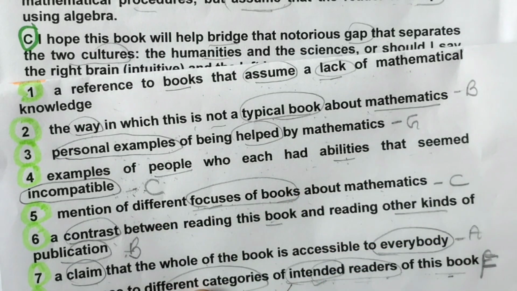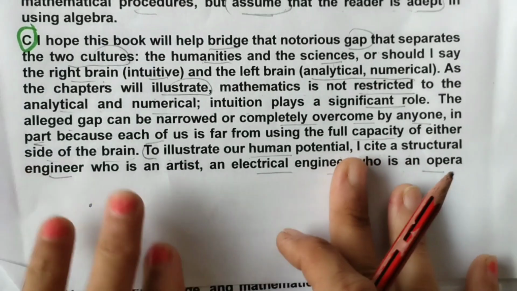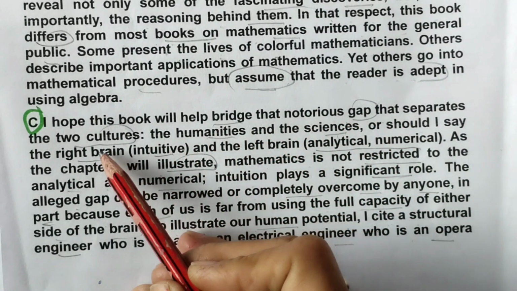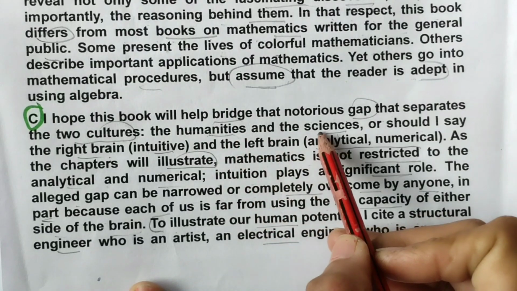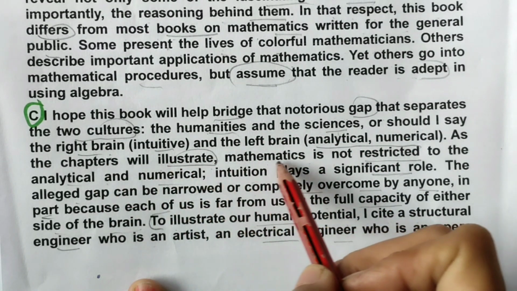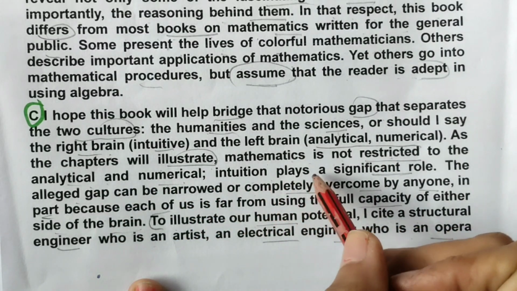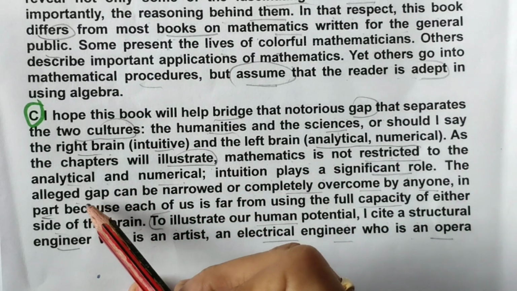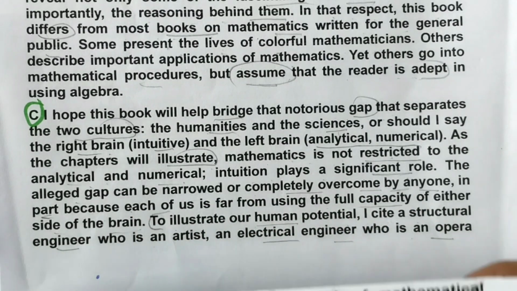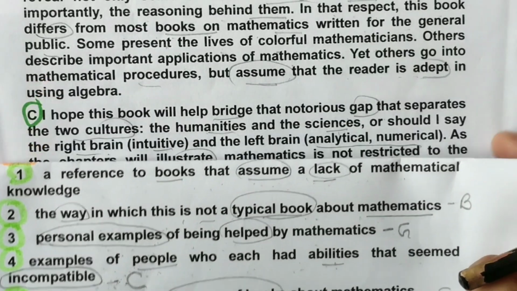Mention of different focus is a book about mathematics. I hope this book will bridge that notorious gap that separates the two cultures, the humanities and science, or should I say the right brain, right? As the chapters will illustrate, mathematics is not restricted to analytical numerical intuition, plays a significant role. The gap narrowed, completely overcome by anyone in... I don't think so it is matching. Mention of different focuses of books about mathematics.